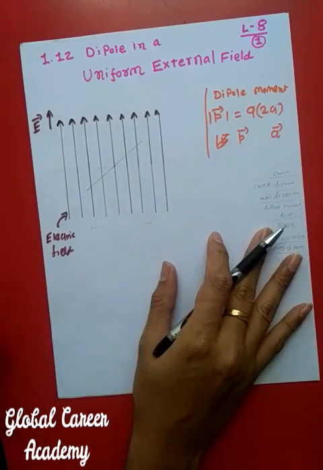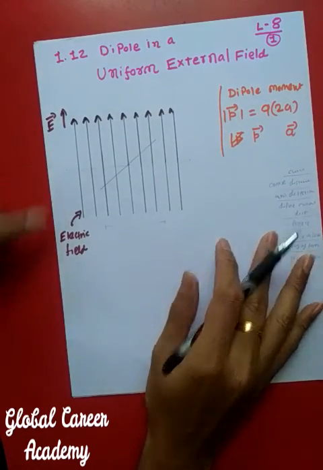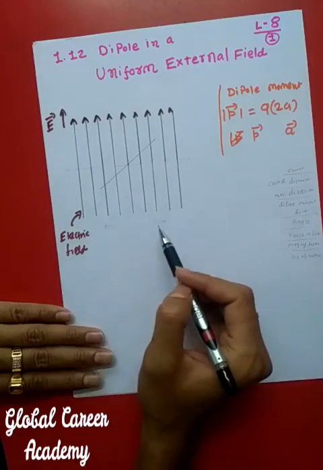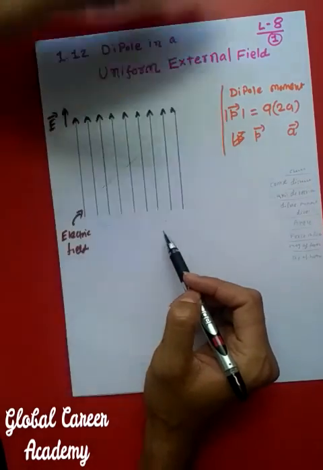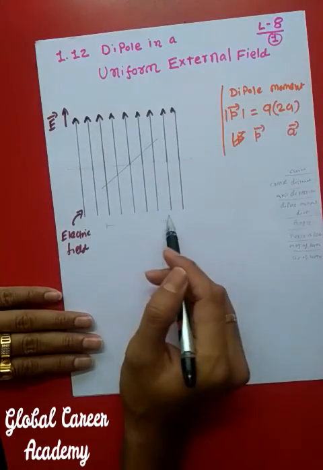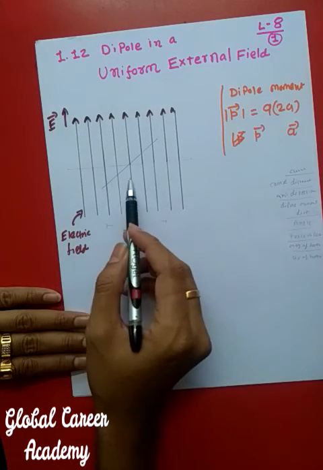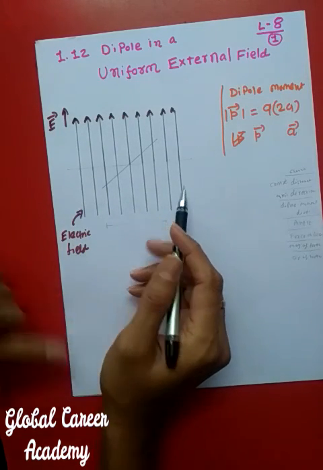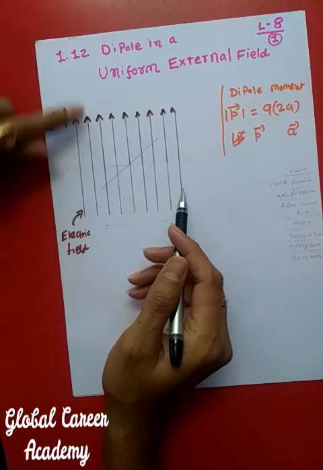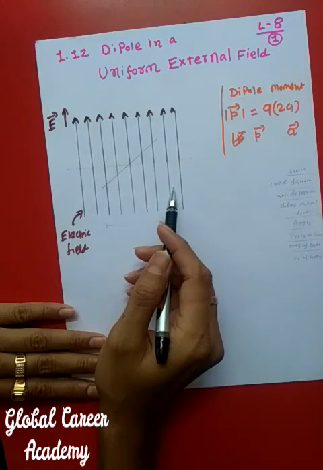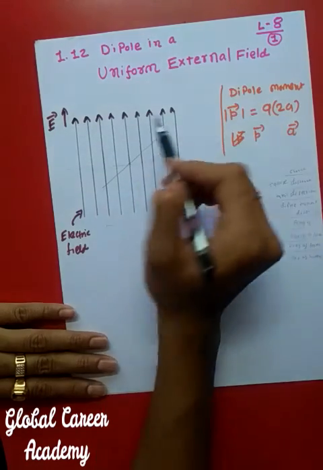So let us consider a uniform magnetic field which is shown in this figure. You can see that the field lines are going upward, and you can see that they are uniform. The distance between the lines is the same, and the vector length of each and every field line is also the same, right? Now that is a uniform external field.